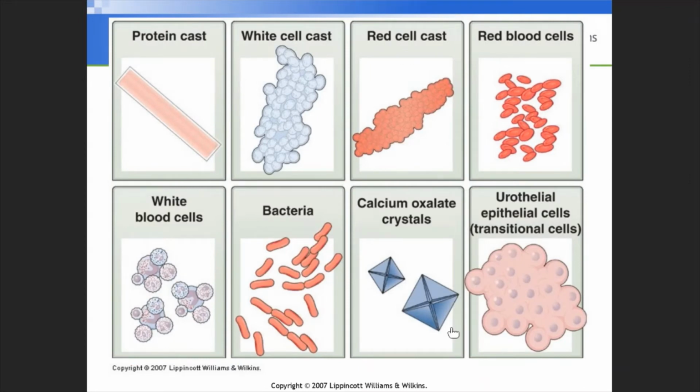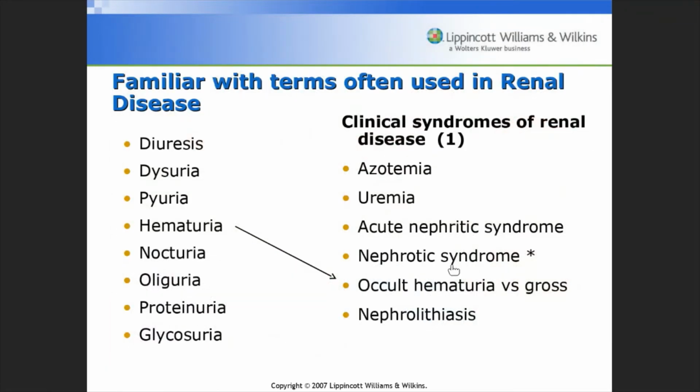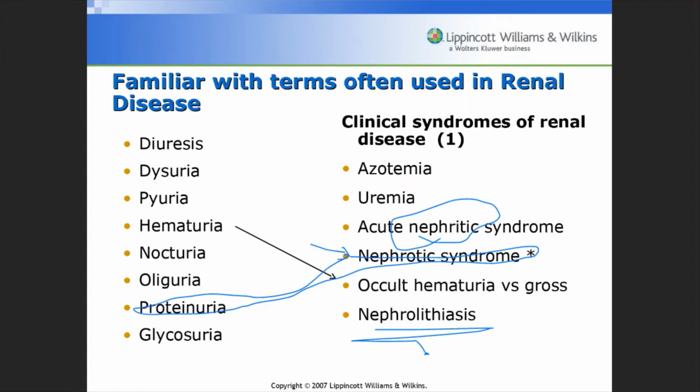Grace? So the nephritic syndrome is related to hematuria. Is that what you were saying? No. Okay, so hematuria means blood in the urine, and blood in the urine is often associated with nephritic syndrome. Nephrotic syndrome is related to protein. This is a general term for a kidney stone.